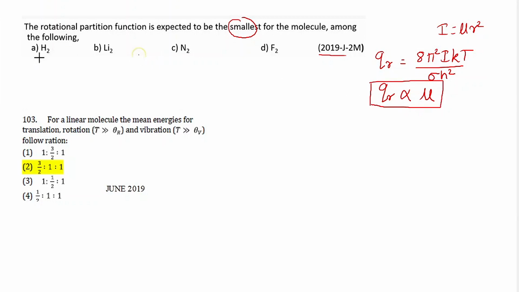So we can write the rotational partition function is proportional to the reduced mass. And when we see, then hydrogen has the least mass, then comes lithium, then nitrogen, and then fluorine. So the correct option is hydrogen, because it has the least mass, and as it has least mass, the value of the rotational partition function will also be the least. Okay, others are constant, 8 pi square, k is constant, temperature also will be same, and sigma is 2 for the homonuclear molecules, h is Planck's constant, so all the others are constant. So the rotational partition function will be proportional to the reduced mass, and hence hydrogen will have the smallest partition function amongst them.